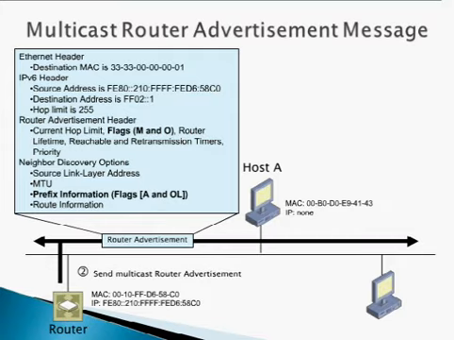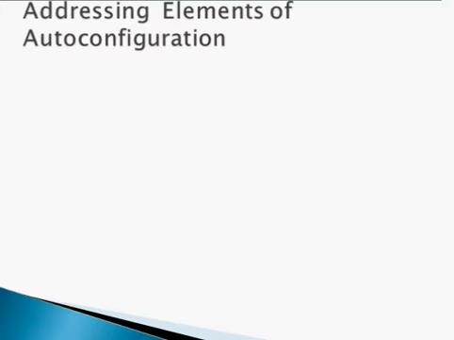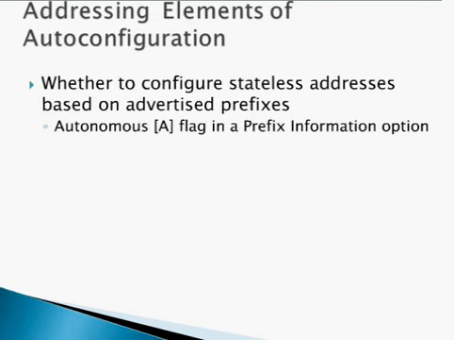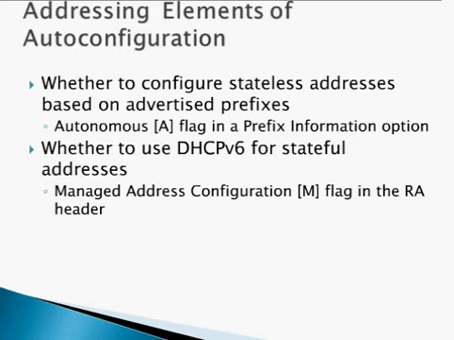Okay, so in this interaction, what are the relevant addressing elements for auto configuration? Well, number one, whether to configure a stateless address based on a given prefix information option. That's this A flag. I'm going to define it now as the autonomous flag in a given prefix information option. Whether to use DHCPv6 for stateful addresses, and this is the M flag in the RA header. This is known as a managed address configuration flag. This tells the host, use DHCPv6 to request stateful addresses from a DHCPv6 server.